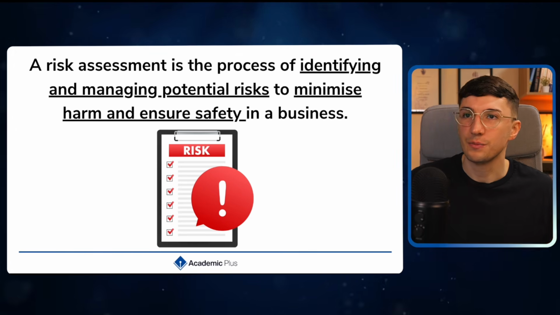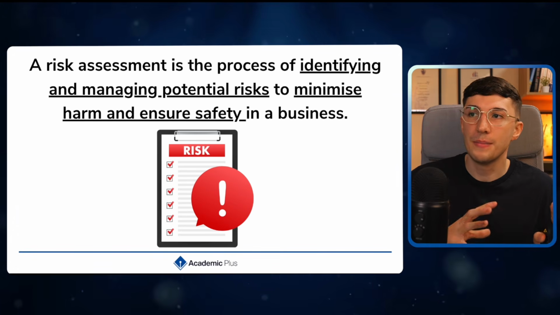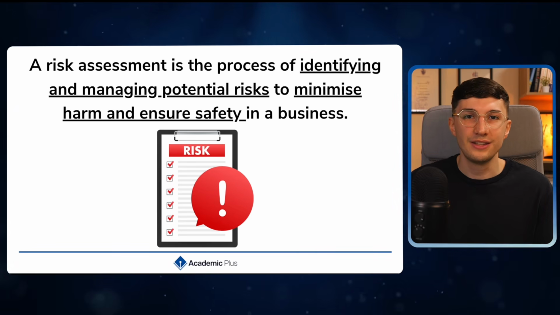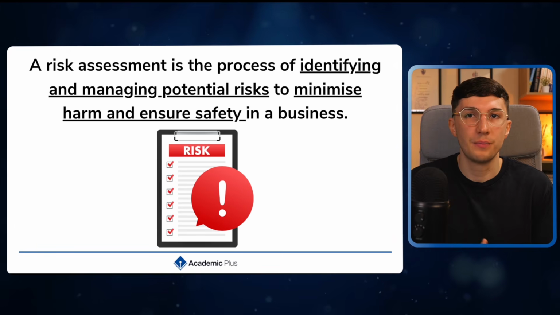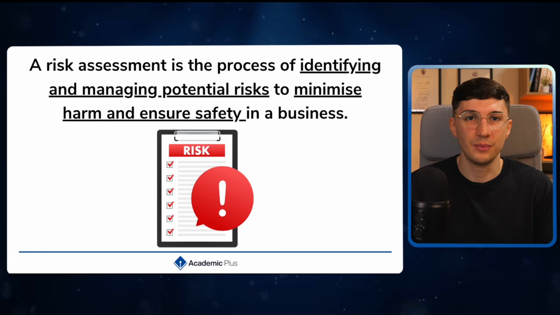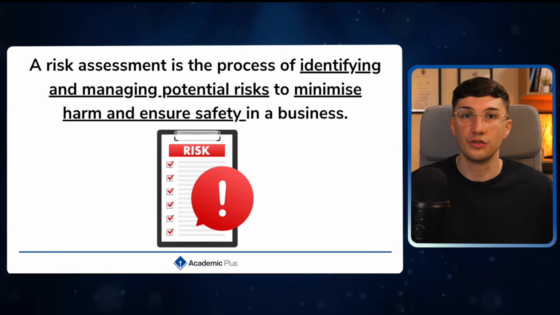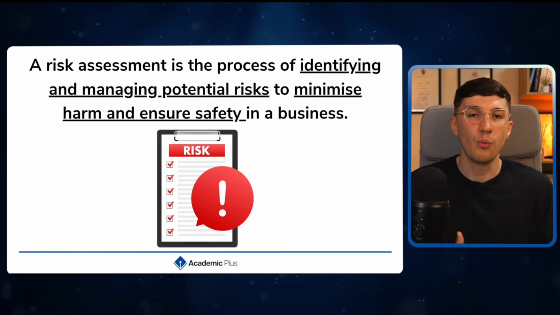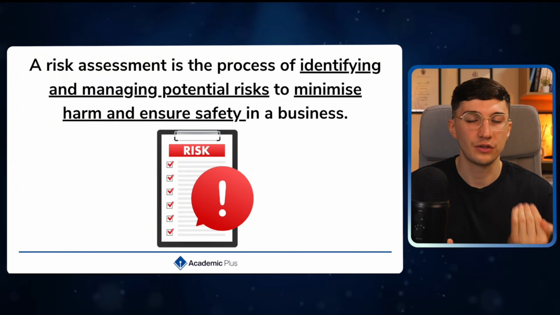Now, a risk assessment is when we identify and manage potential risks to try and minimize any harm and ensure safety within a business. So you typically see a risk assessment within workplace safety. For example, a construction company may conduct a risk assessment to identify different hazards within the workplace, such as unsafe scaffolding or heavy objects that could fall on you. And then they would want to implement safety measures to prevent these risks from occurring.